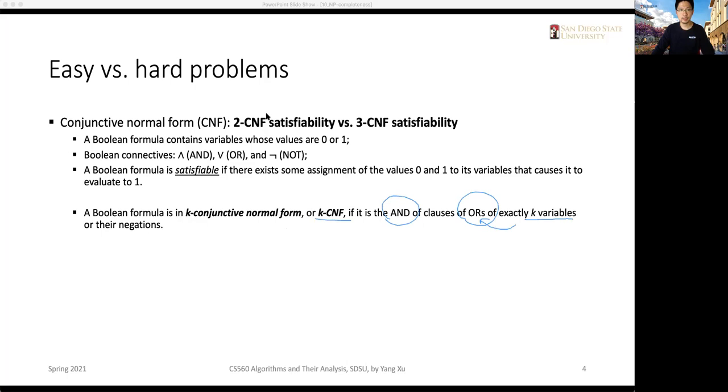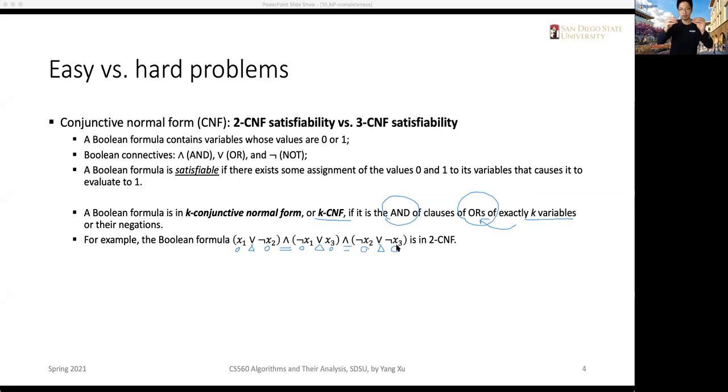Let's see some concrete examples. A 2-CNF will look like this. It's a series of ANDs connecting ORs, and within each parenthesis, it's an OR connection. Between the ORs, there could be variables or the negations of variables, that doesn't matter, as long as the formula looks like a series of ANDs of ORs. In this case, each OR connects 2 variables, so it's a 2-CNF problem.